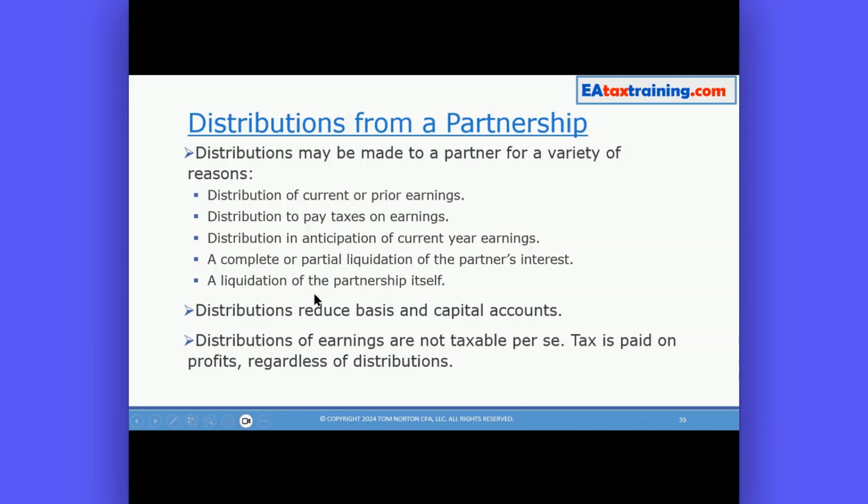So the partnership is simply going to go out of business and distribute the proceeds out to the partners. Distributions that are made reduce basis and capital accounts. We'll go more into detail about that later, but for now, just remember that distributions reduce basis and they reduce capital accounts. Distributions of earnings are not taxable per se. Tax is paid on the profits regardless of the distributions, as we have mentioned a few times before.